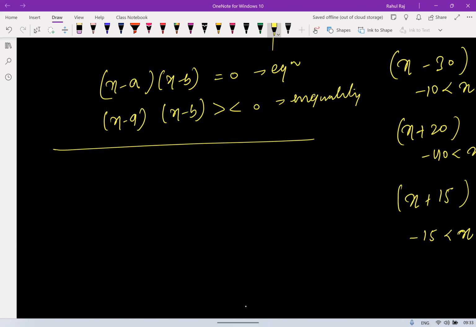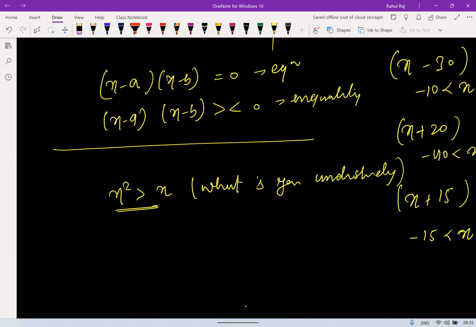Now imagine, Alexa, if I ask you, there could be a lot of questions where some algebraic expressions are given to you. Let's say x square greater than x. What do you understand with it? What is your understanding if you just look at the expression x square greater than x? x times x is greater than x. That's a very diplomatic answer.